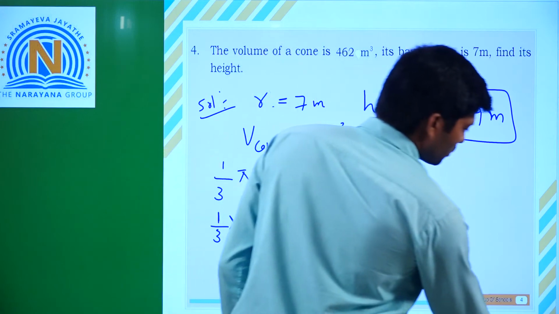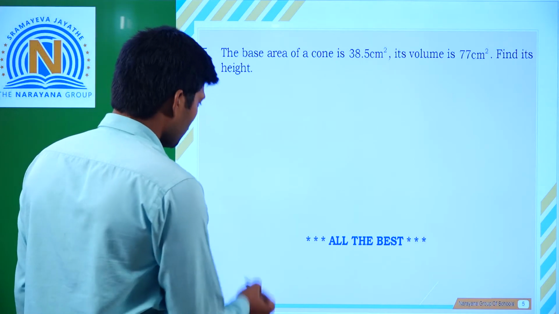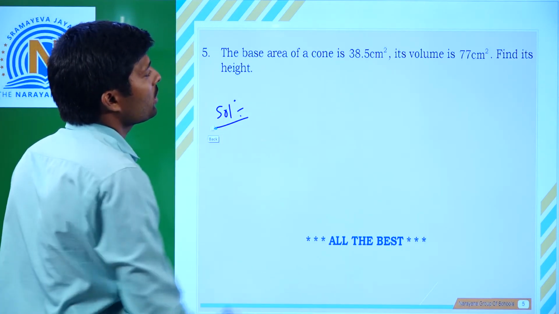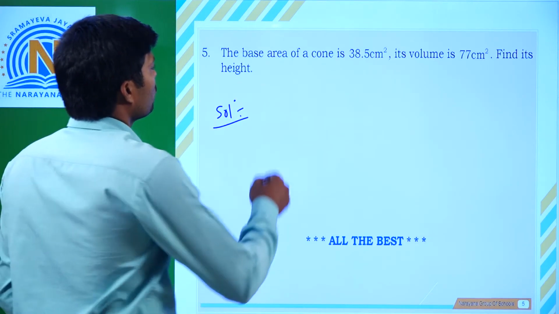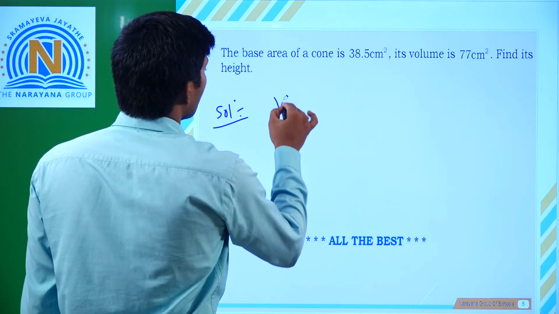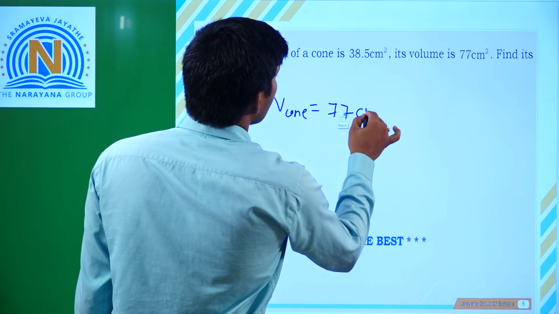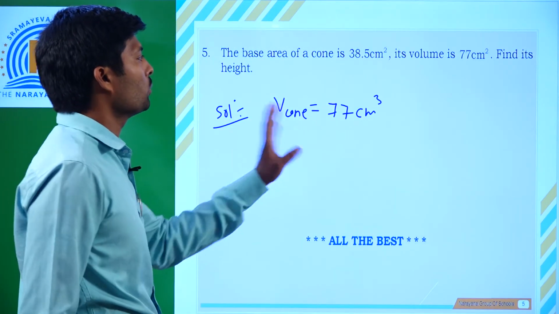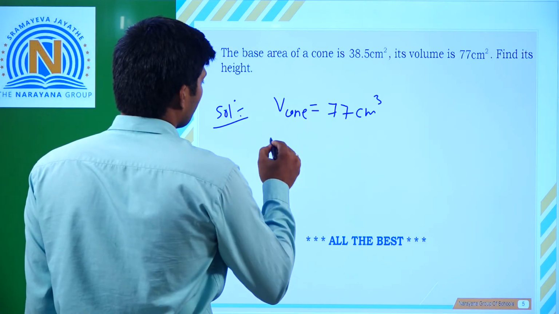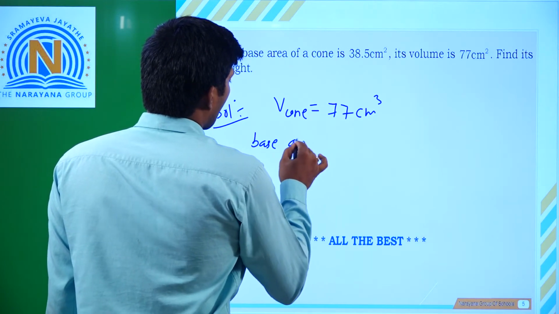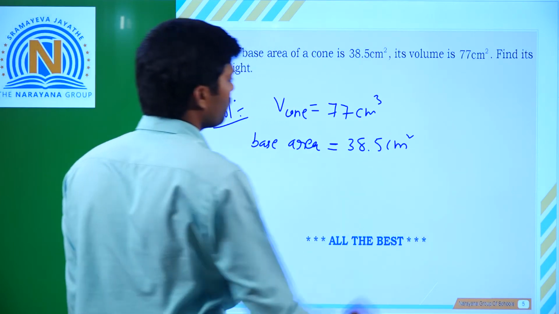Let's go to the next question. Yes, the base area of the cone is 38.5 square centimeter. Its volume is 77 cubic centimeter. Find its height. What is given? The volume of the cone is equal to 77 cubic centimeter. Next, the base area of a cone is 38.5 square centimeter. The base area is equal to 38.5 square centimeter.